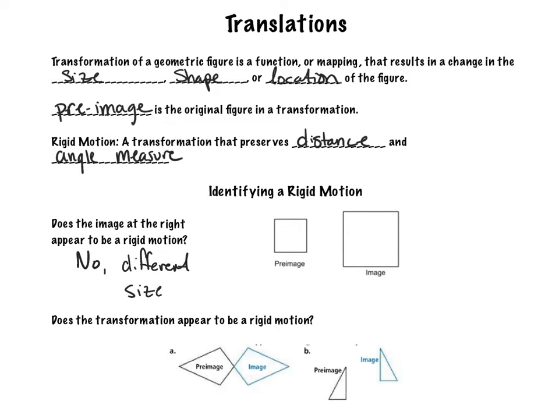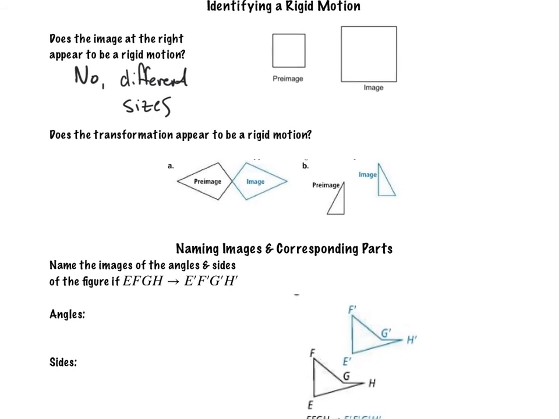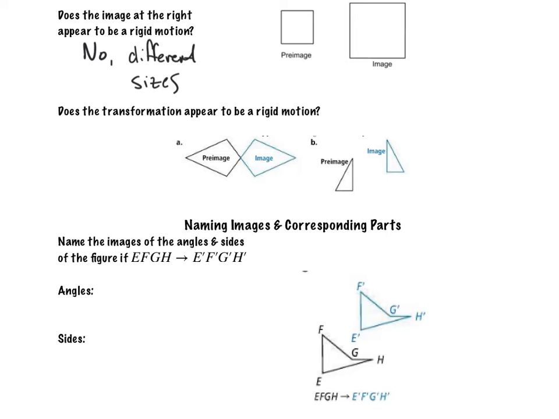Different sizes, right? If I look down here, look at my pre-image and my image. There I have the exact same size and shape, so this one is yes. Same thing happening here, right? I have two triangles. They appear to be the same size. Just this one's been flipped over, so I can say this one is yes as well.